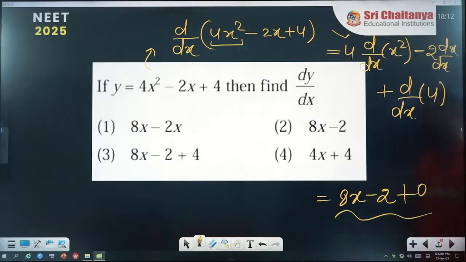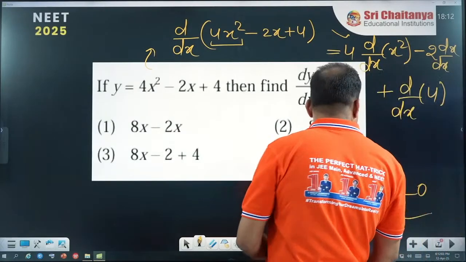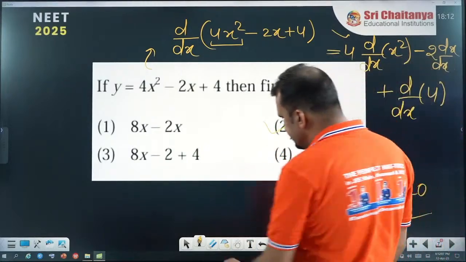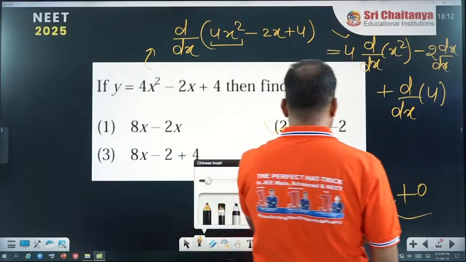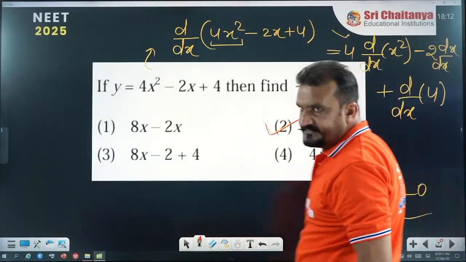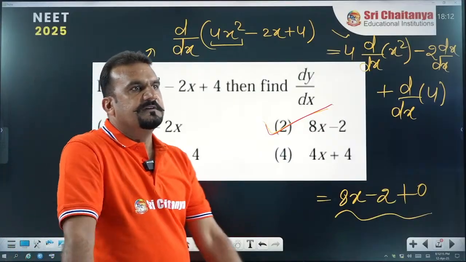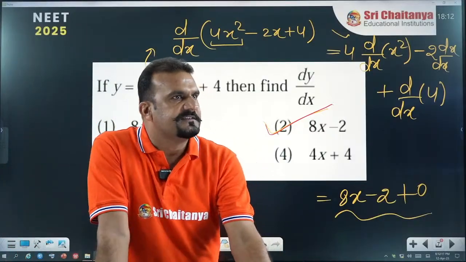So what is the answer? This is 8x minus 2. 8x minus 2, in the sense second option is the right option. Which option is the right option? Second option. I think this is understood, everyone? Yes sir, very good. If you understood, then put comment yes sir.